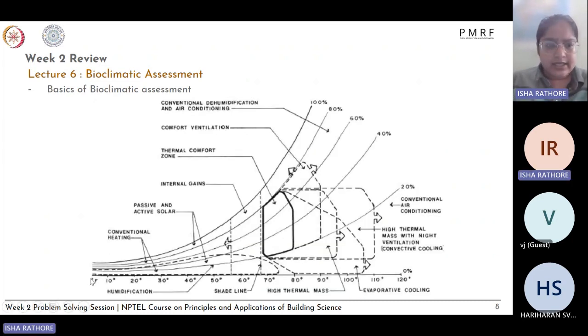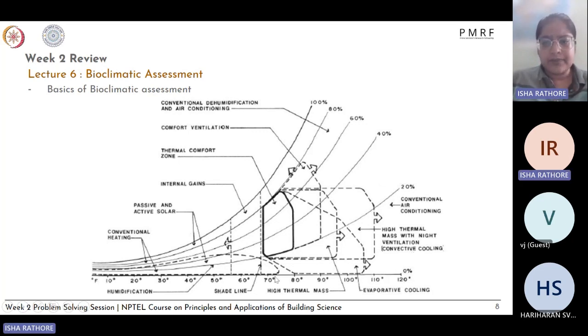And similarly, this is on the psychrometric chart. So we have relative humidity on these curved lines. So this is 100% relative humidity, that is, the air is saturated with moisture. And then as these lines go down, the relative humidity decreases to 0% on this axis.